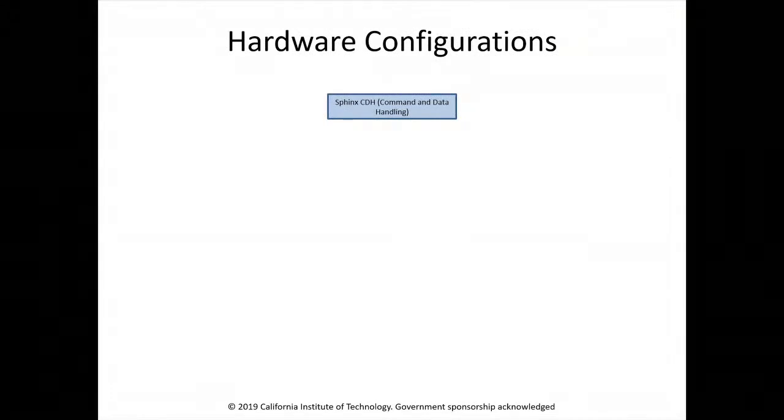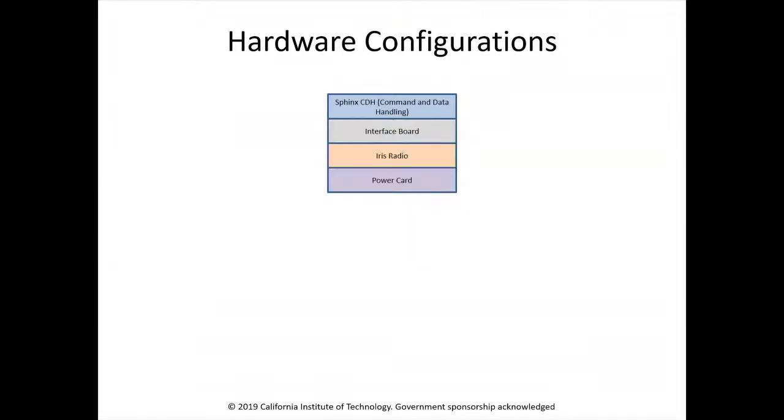So I'm going to talk a little bit about the hardware configurations of the 2 missions. They both use the same Sphinx CNDH board, so that's our compute platform. It uses a GR712 SPARC LEON3 based processor. And we have the same interface board on both missions, which routes all your data interfaces, and it has a couple of ADCs that we use to read data from. We have the same Iris radio, and we have the same power card. So this is all the common hardware across the 2 different missions.